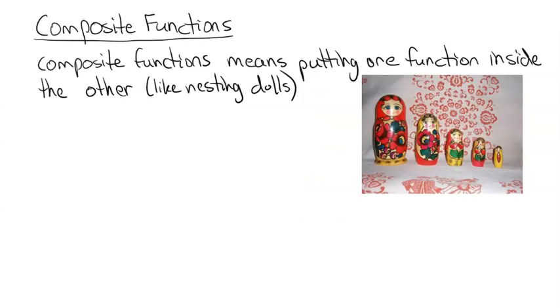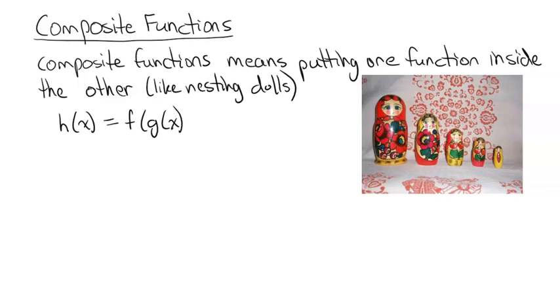So a composite function means putting one function inside the other, kind of like nesting dolls. You open up the bigger doll and you can fit the smaller one in, etc. They go one inside the other, inside the other. And so when you package them all together, they all look like one doll, but they're all inside that one doll.